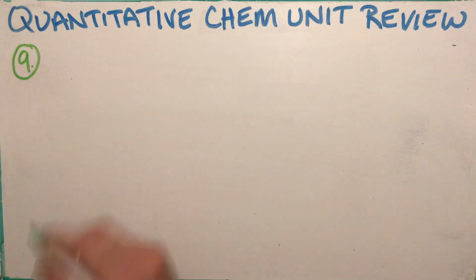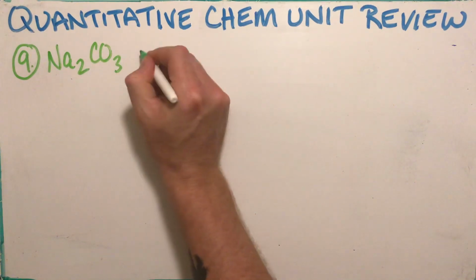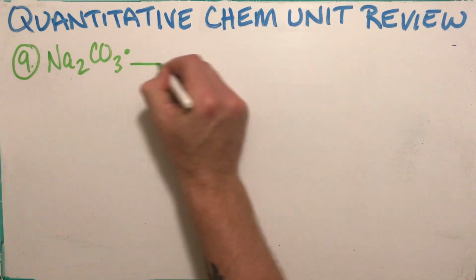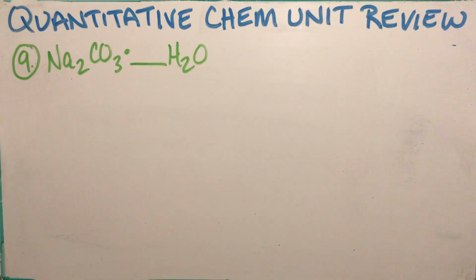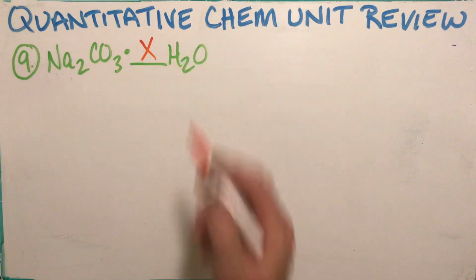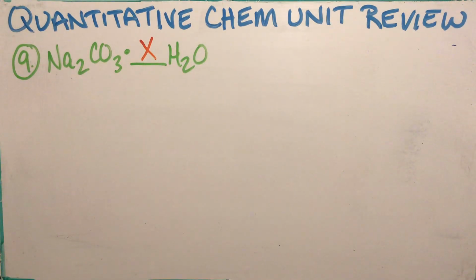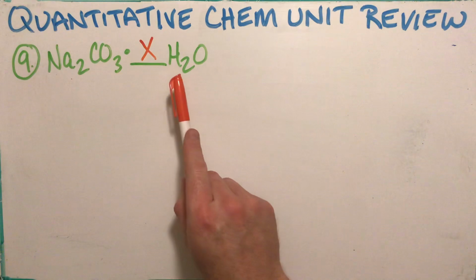Number 9 was a hydrated salt, and it said you had Na2CO3, sodium carbonate, and it was a hydrated salt. Now, it did not tell us this number right here. We have to figure out what that X is. Remember, with the hydrated salt, you're trying to find the molar ratio between the salt and the water.